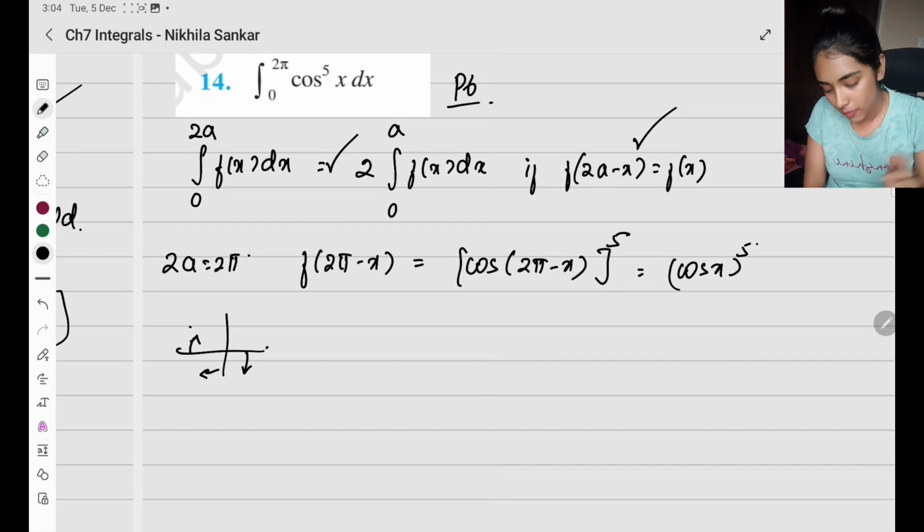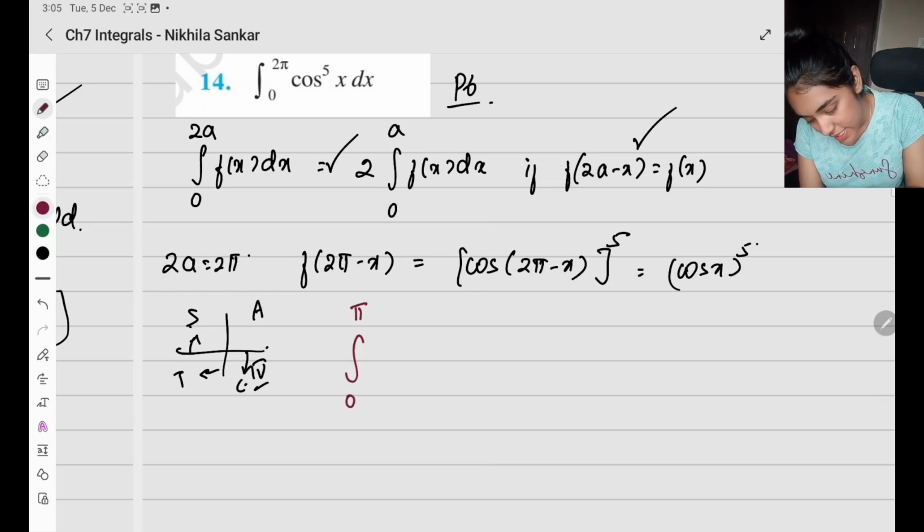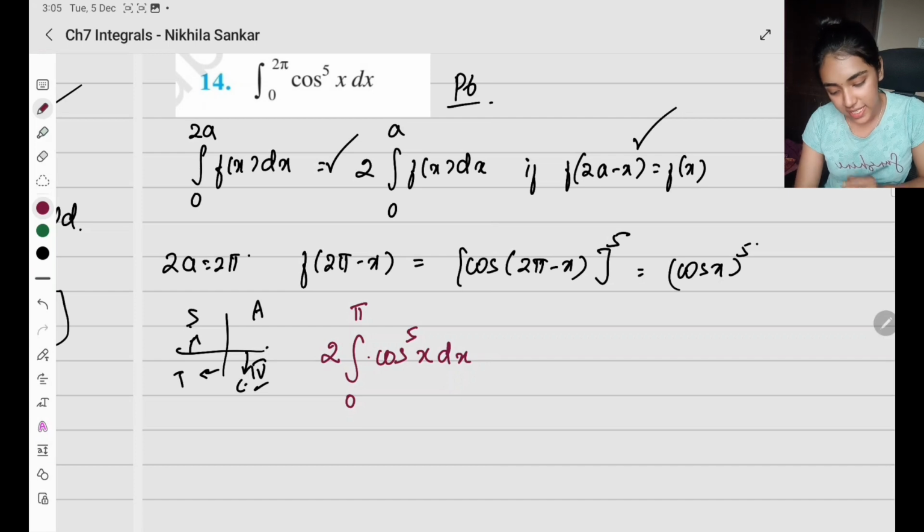Okay, it is in my fourth quadrant and cos is positive in my fourth quadrant, all silver teacups. So using that, my question changes like this. The integral from 0 to 2 pi becomes 0 to pi, 2 times f of x, which is cos power 5x times dx. This is how my question looks.